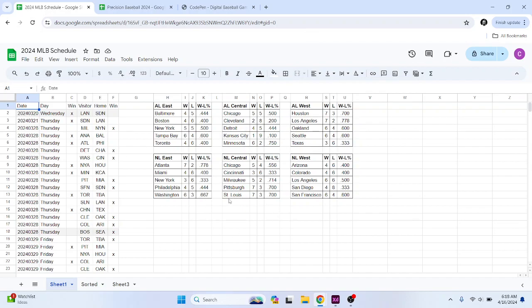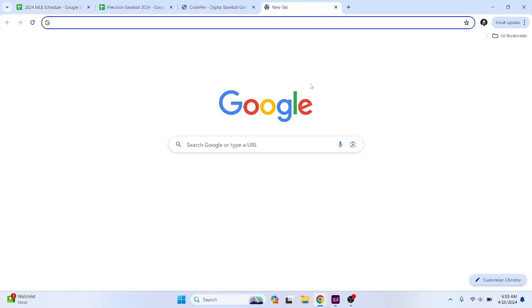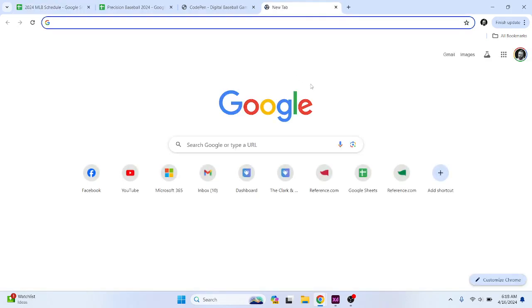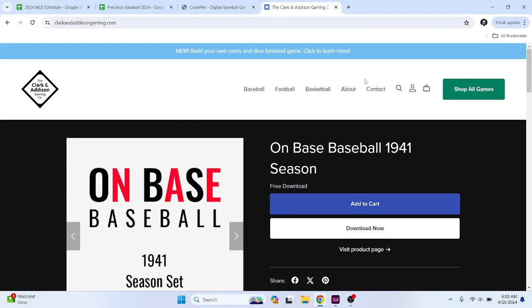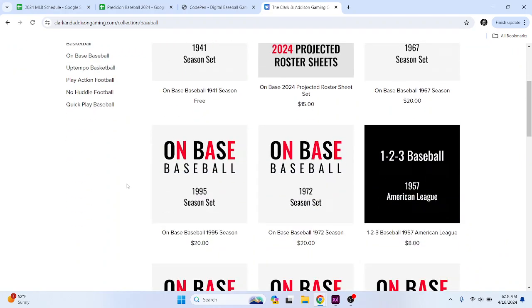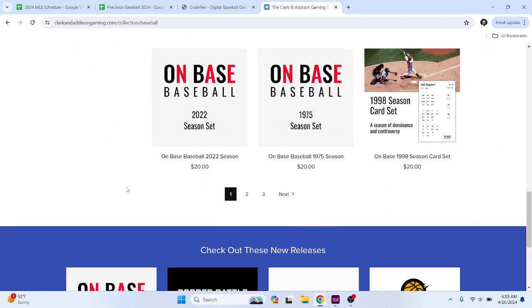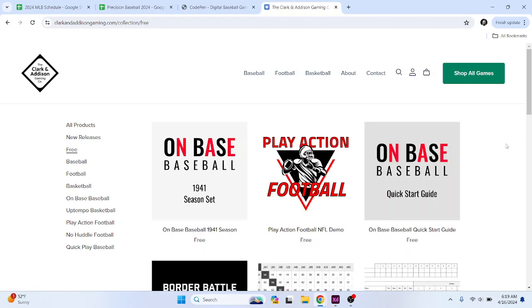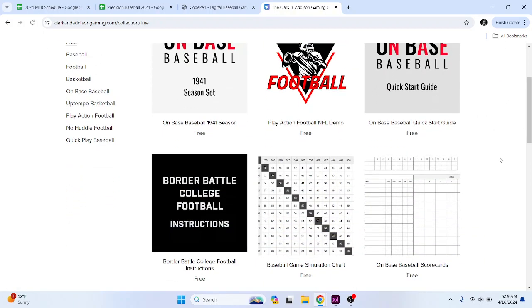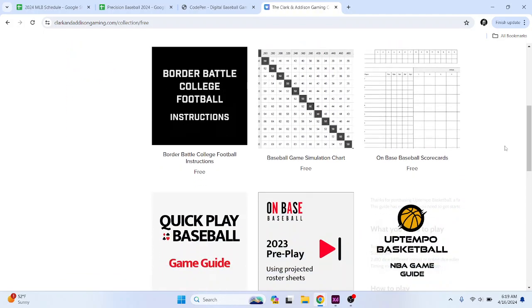This is using a simulation chart. So if you go to clarkandaddisongaming.com and then you can click on baseball or shop all games. It's actually not on page one. So let's go to the free section. And these are all the free resources that you can download. You can see there's some demos and quick start guides and things, but this is what I've been using, the baseball simulation chart.